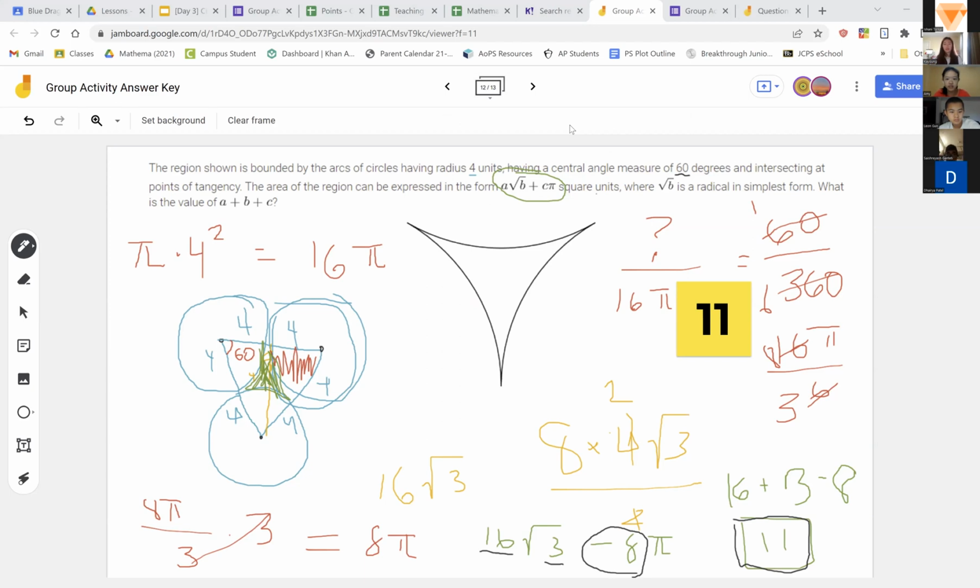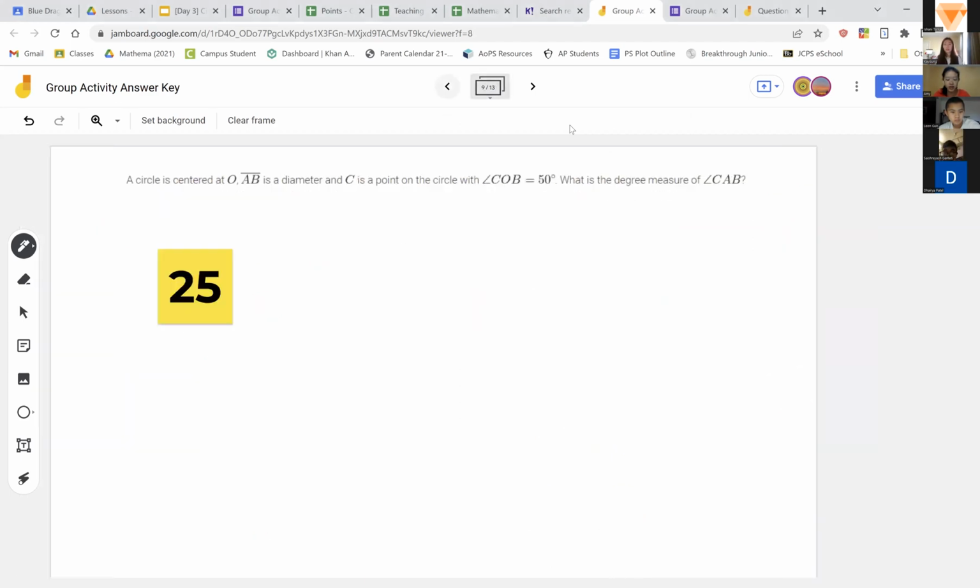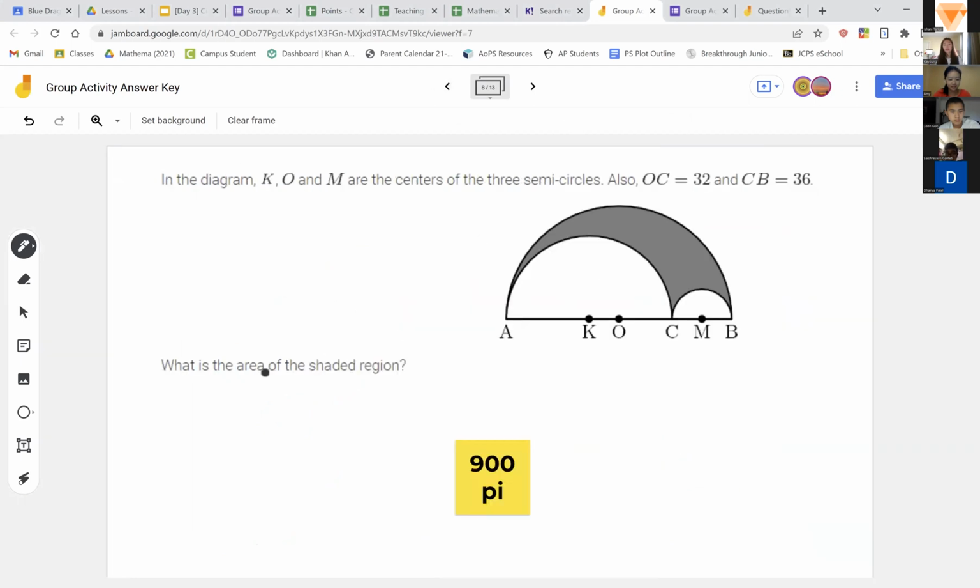Okay, number 8, let's see. Okay, Amy, you want to do 8? Sure. So for this one, it says there's 3 semicircles. There's a big semicircle around the whole thing, and 2 smaller ones that are sort of touching. It tells us that this length here, OC, is 32, and CB over here is 36. And it wants us to find the area of the shaded region.